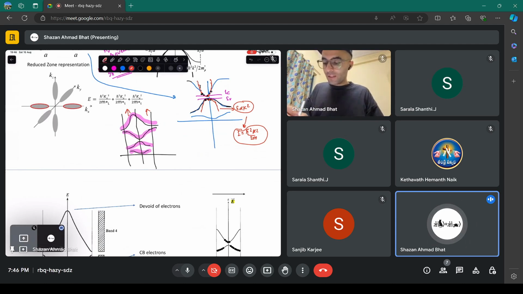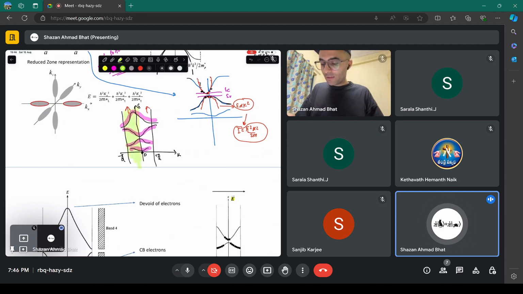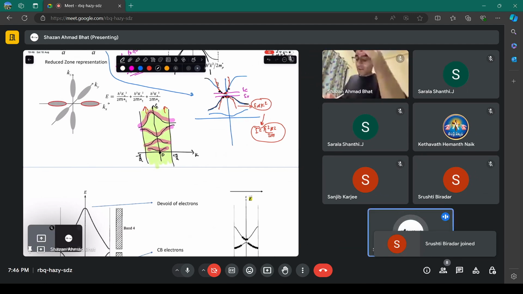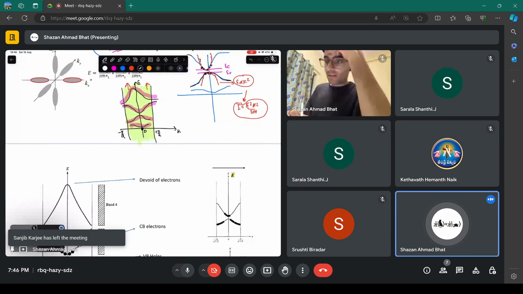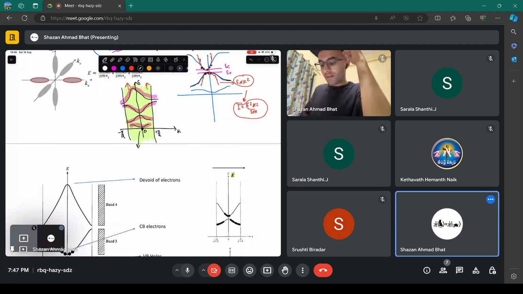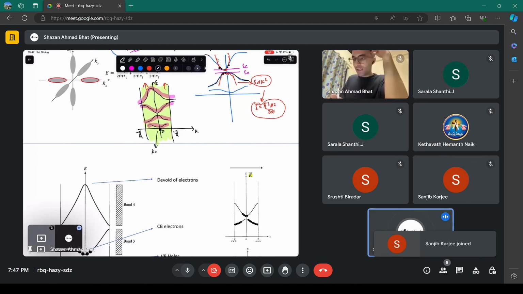And this particular region is from minus pi by a to plus pi by a only. This is zero, this is the k direction, and this is energy. That is why this particular region is called the Brillouin zone. It is the reduced representation of the extended zone representation. And there is this particular zero point, where k equals zero. It is called the gamma point.